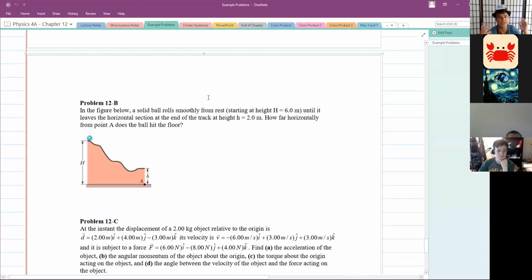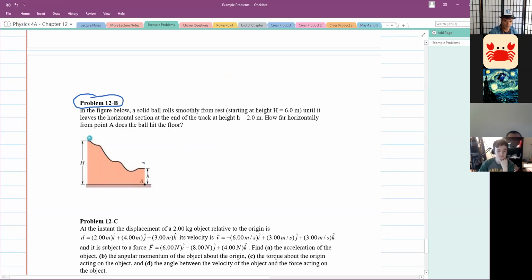Okay, so let's just quickly look at problem 12b. And again, these problems are going to be more complicated than you would see on the final exam or the quiz, just because of this online format. So in the figure below, a solid ball rolls smoothly from rest at a height of 6 meters till it leaves a horizontal section at the end of the track at a height of 2 meters. How far horizontally from point A does the ball hit the ground?